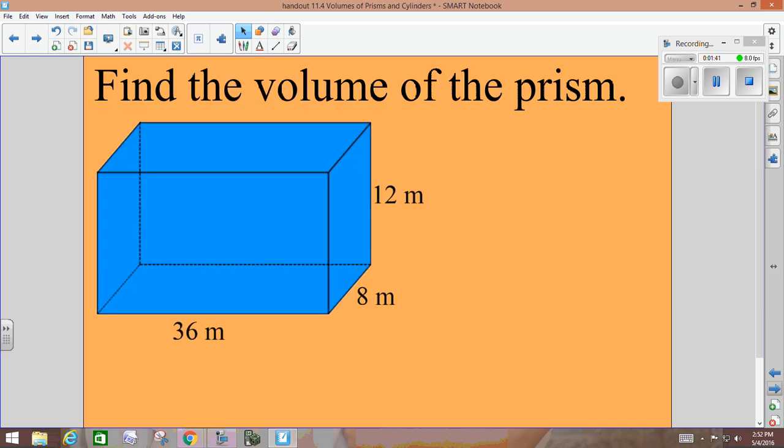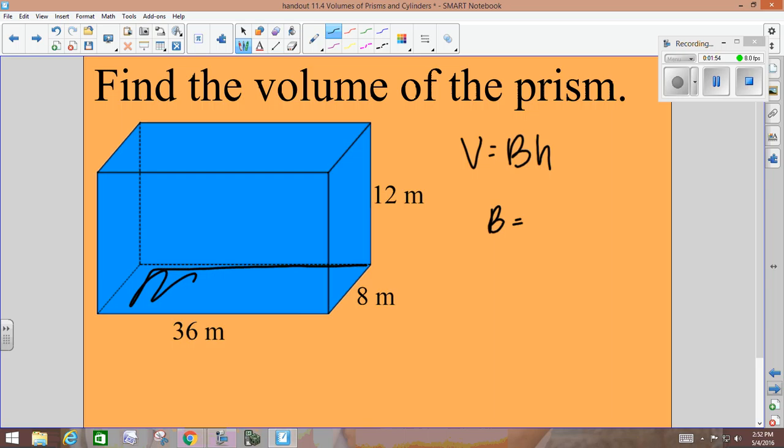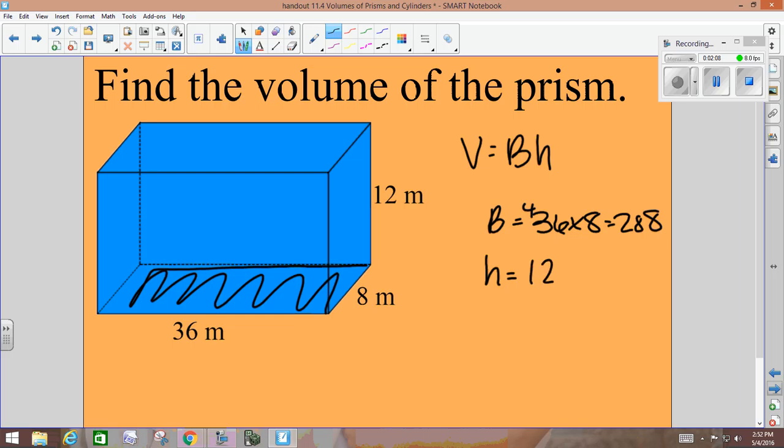I want to find the volume of this, and I'm going to use my big B times H. Big B, area of the base. Bree, what part of the box do you want to make the base? The bottom. Good. So then how would I find the area of that? 36 times 8. 288. And then the height would have to be what? 12, because that's connecting the top and bottom.